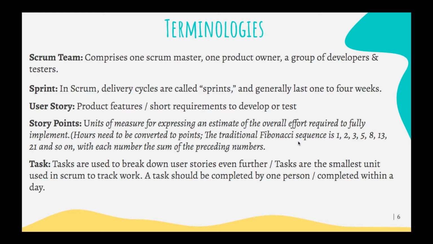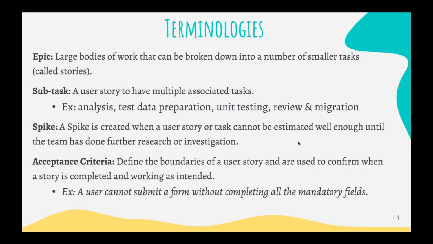Next is task. Tasks are used to break down user stories even further. Tasks are the smallest unit used in Scrum. Usually a task could be completed by one person within a day of time. What is an epic? Large stories are called epics. Whenever we say epic, that needs to be broken into multiple stories.